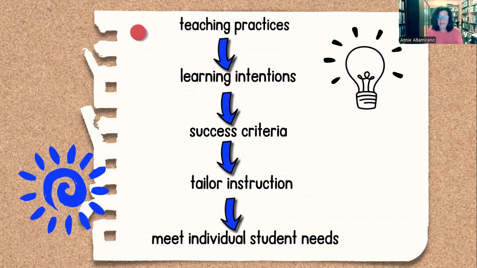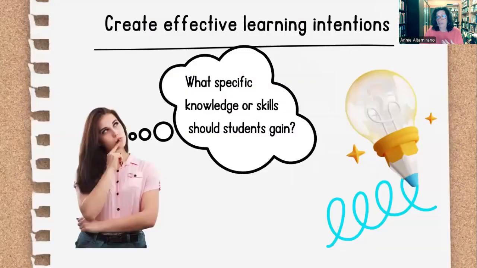Now, how can we create effective learning intentions and success criteria? This is crucial for guiding students towards their learning goals. To start, consider the desired learning outcome of the lesson. What specific knowledge or skills should students gain? This clarity will help align your intentions with what you want the students to achieve.